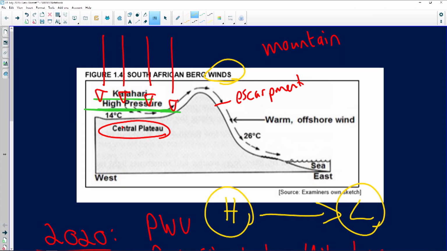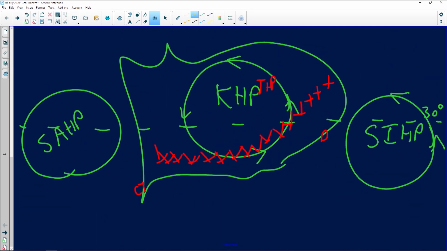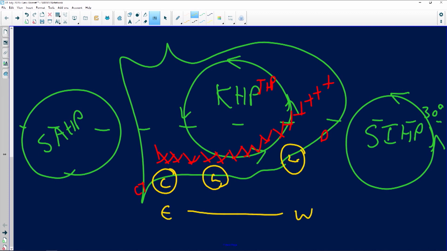If we go back to our diagram, we have identified our high pressure. Now, where's our low pressure? It's usually next to the coast. So if I go down to the bottom diagram that I've drawn, sometimes we experience a coastal low pressure. A coastal low pressure moves from east to west, all along the coast, as you can see. Okay, so it moves from east to west.